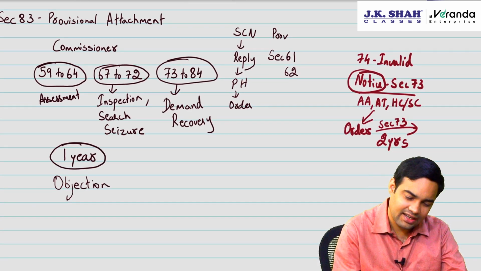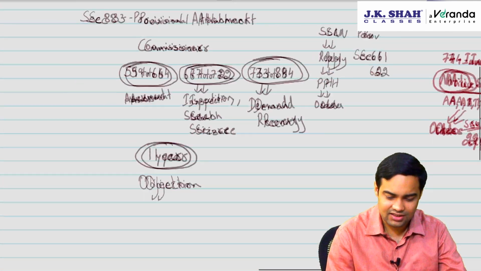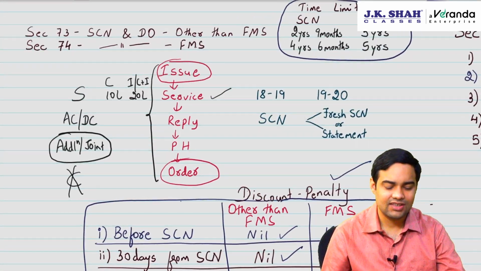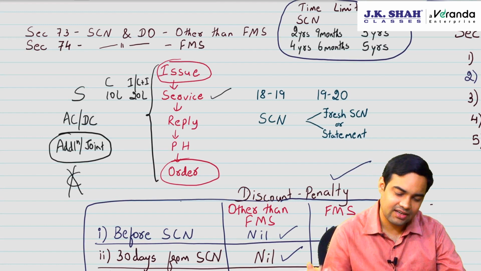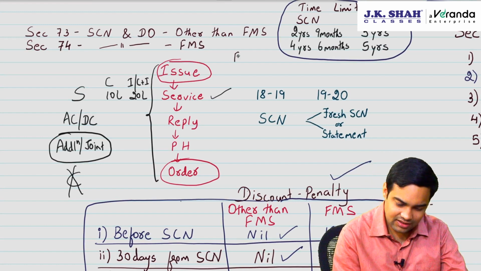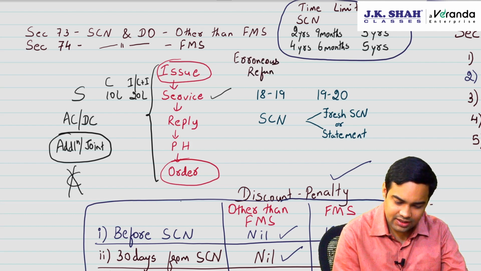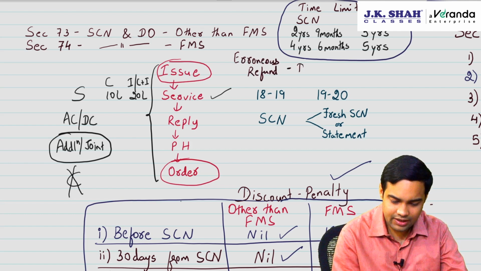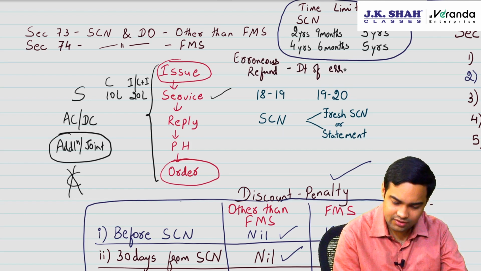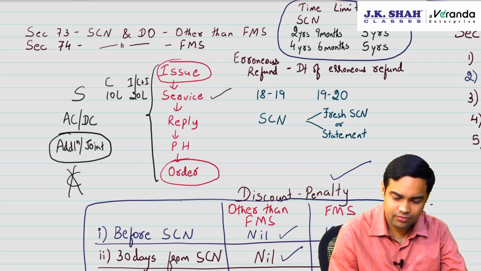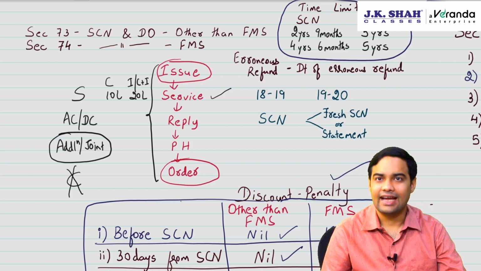Now let's quickly have a look at all the provisions which we have seen. First we went through 73, 74, the 73 time limit, the 74 time limit, and if it is a case of erroneous refund, then the time limit will start from the date of erroneous refund. Otherwise, all the time limits start from the due date for filing the annual return, because that's when the time limits begin. For erroneous refund, the date of erroneous refund.